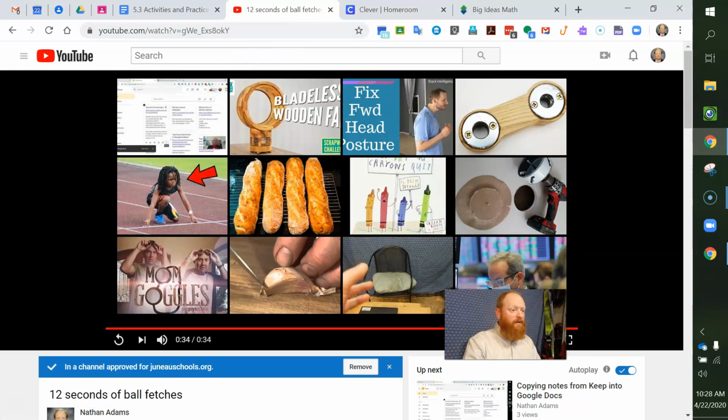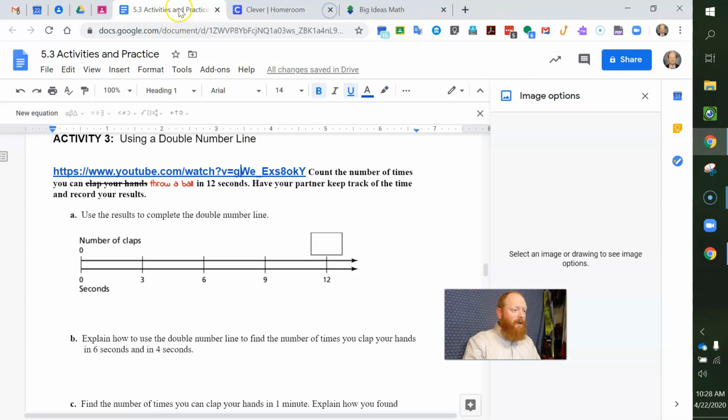Don't need any of this. All right, let's close that and go back over here. Okay, so I threw the ball 3 times in 12 seconds.